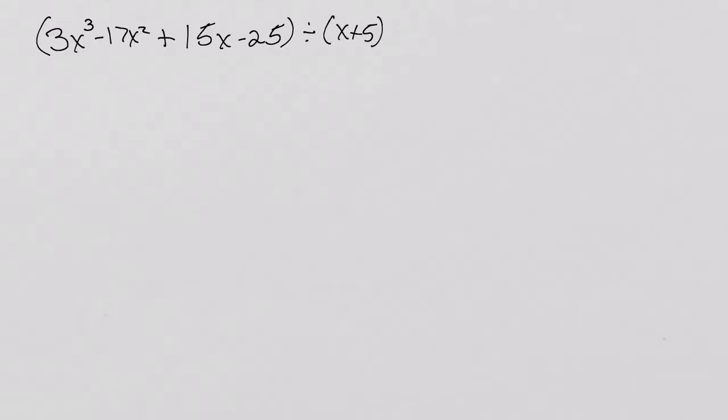Like polynomial long division, you must have all your x's in descending order. In this scenario, we have an x cubed, x squared, x to the first, and of course this minus 25 is really an x to the 0 because it's a constant. So those are all in descending order, and that one's good to go. If you look at the divisor, we have an x to the first, and of course this constant is x to the 0, so they're in descending order, so that is good to go.